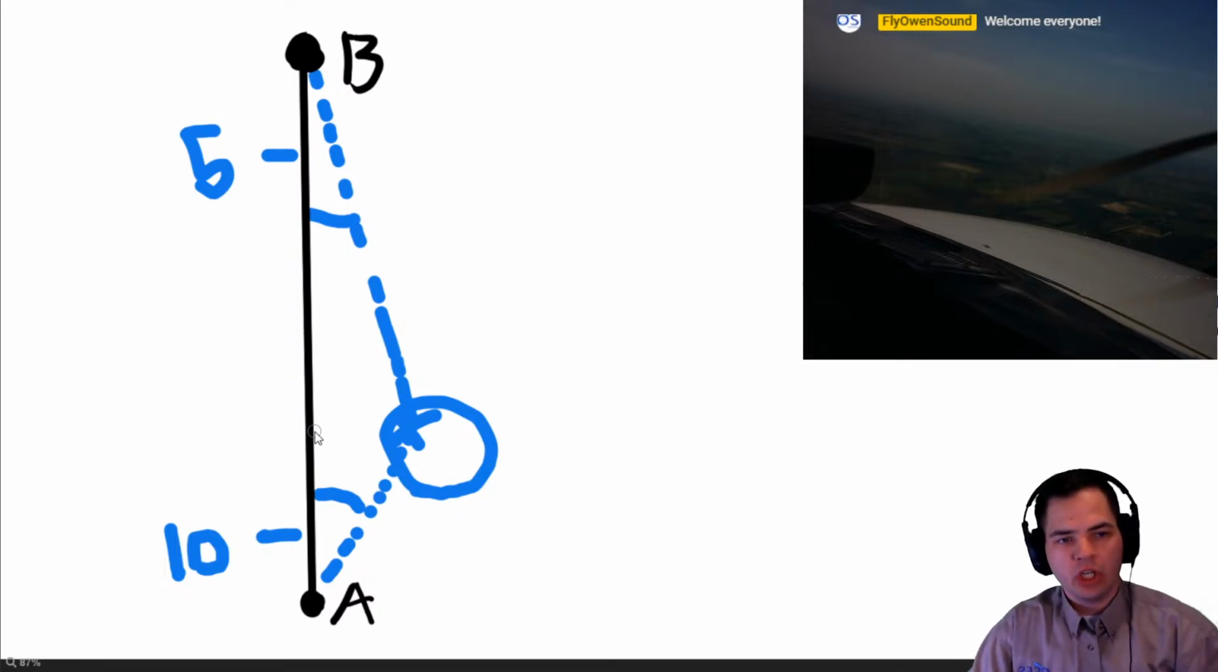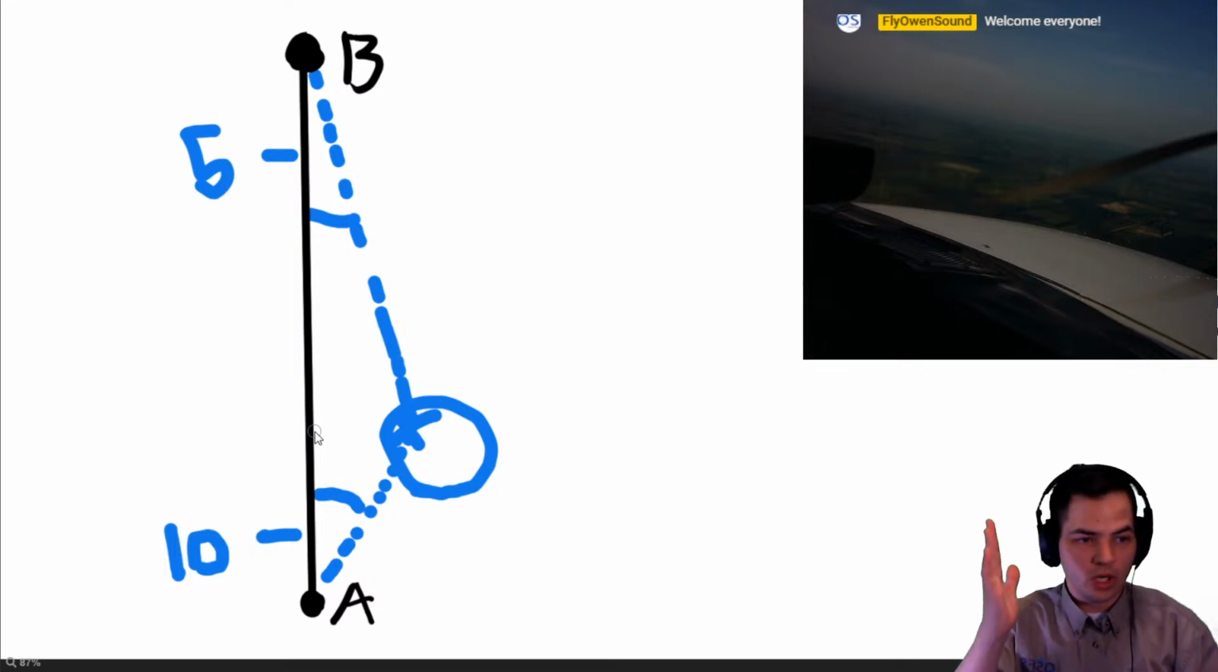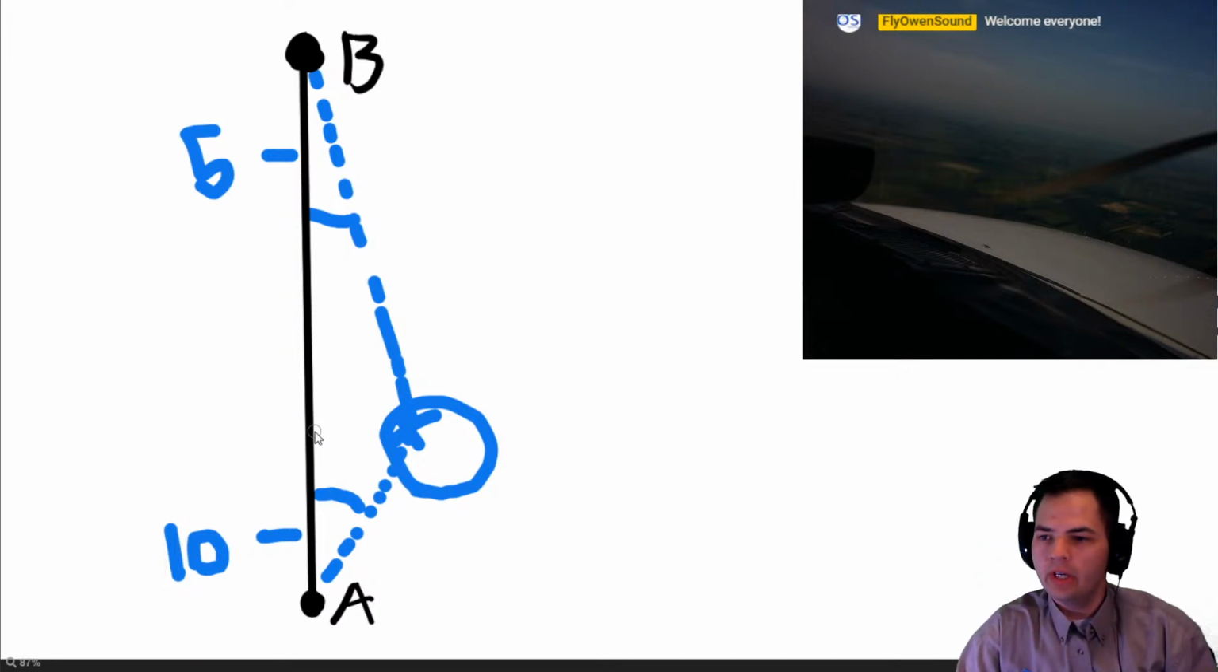Now we need to change our heading by 15 degrees. You add the opening angle to the closing angle, and you get 15, and that's the change you would make. In this case, let's say that our heading was due north. Subtract 15 degrees off of that, so that's going to be 345.